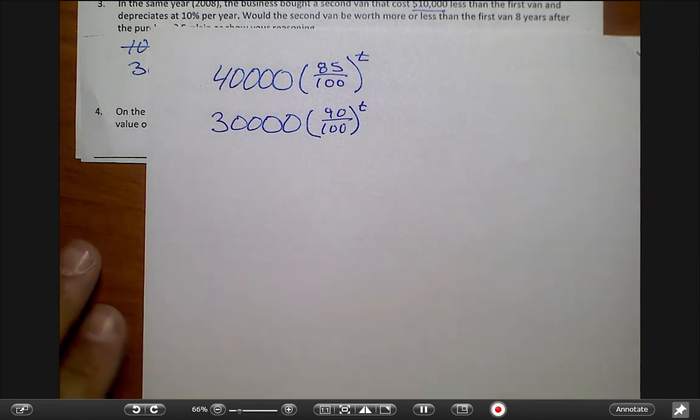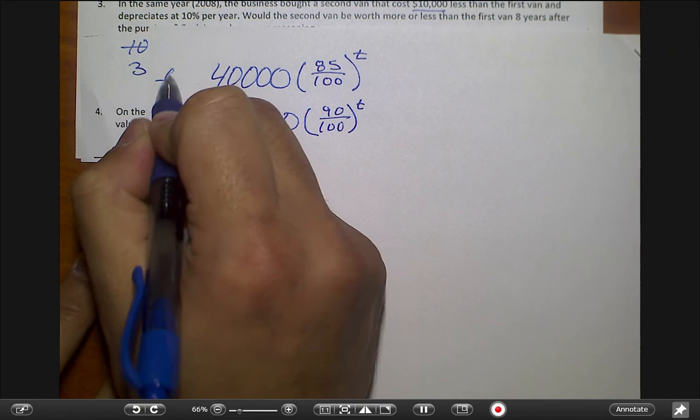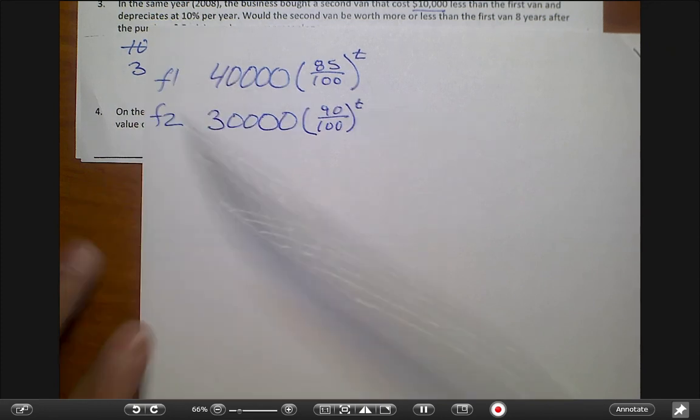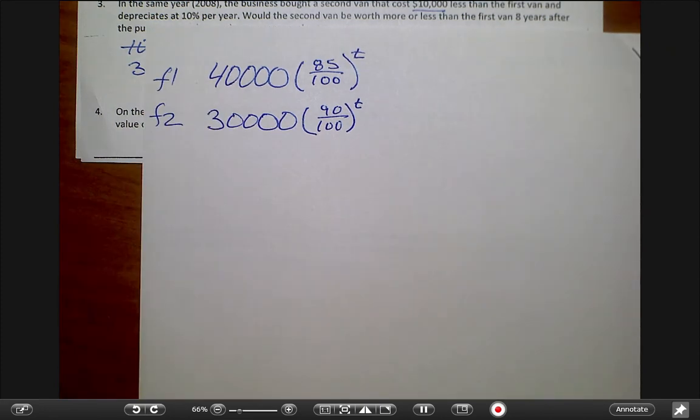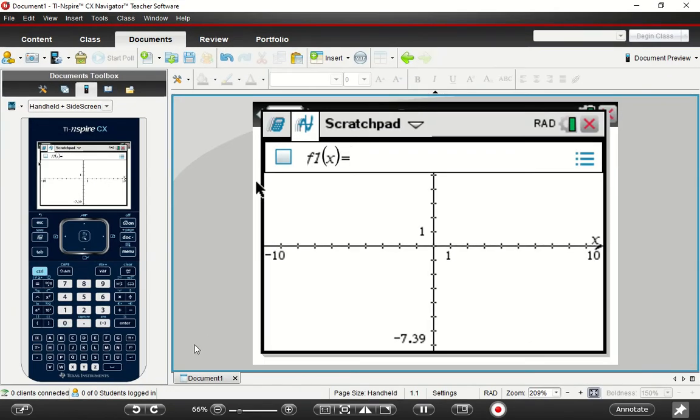So on the graph in your calculator, this should be your F1 and this should be your F2. Do we actually put a t on top? No, it's not t. That's your variable. In this case, it's going to be an x. I know there's a t, but don't do t, because t is polar. You don't want that. I'm going to show you why.